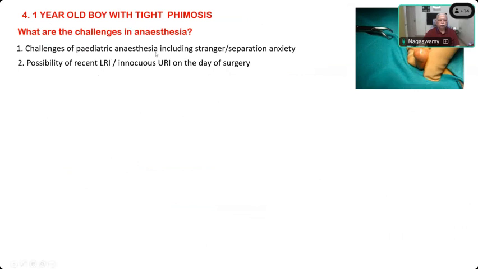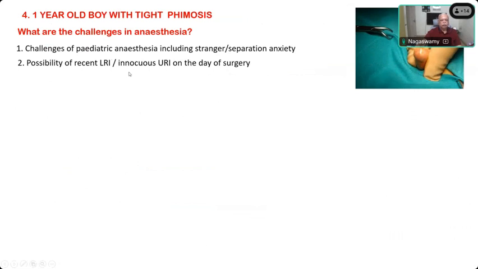Whereas in an innocuous LRI, because of crying also, you can get watery discharge from the nose. That child will be active and very violent. So you can easily distinguish between an innocuous LRI and an infective URI and an infective LRI by these clinical symptoms and history.